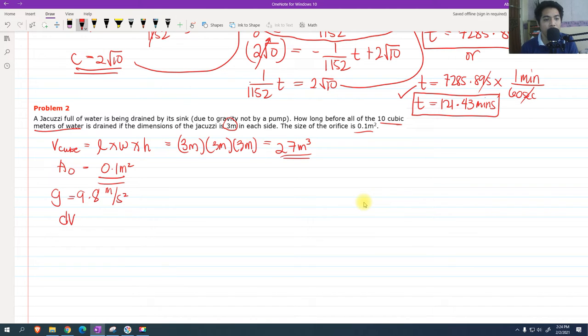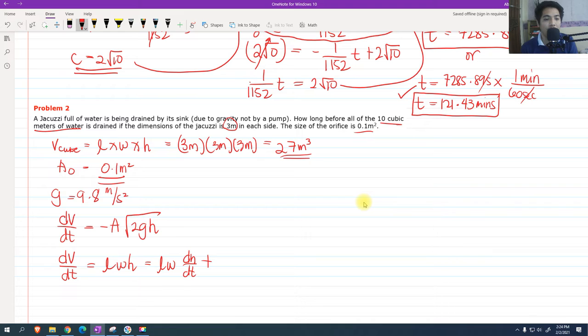As for our formula, we have dV over dt equals negative A square root of 2gh. So again, we are going to differentiate V with respect to t because we have length, width, and height. So the product rule comes in for this differentiation. I'm going to copy first the L and W, and then differentiate H with respect to t. And then the same thing, add.